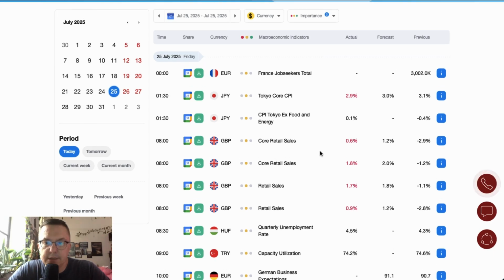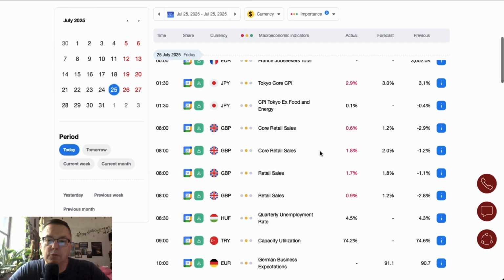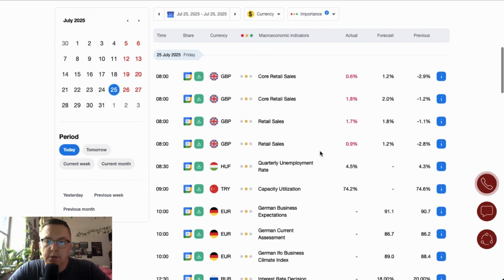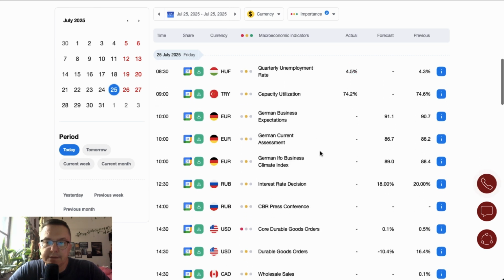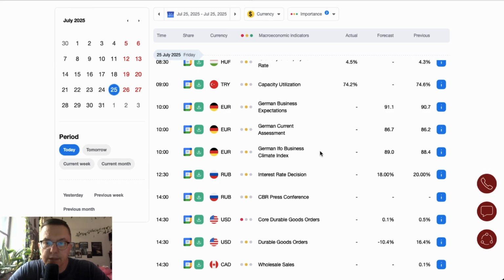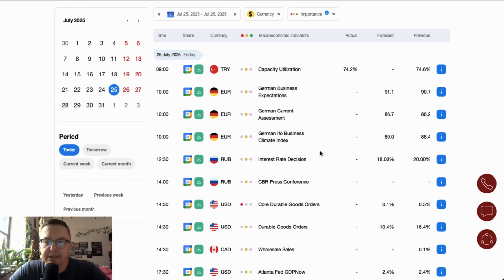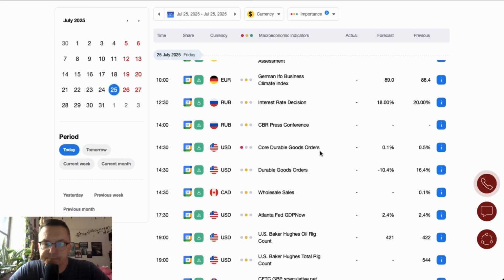Tokyo core CPI was unexpected, and CPI Tokyo excluding food and energy went up from minus 0.4 to 0.1%. Core retail sales and retail sales data from the UK disappointed the market participants completely, and we are still waiting for the German data: business expectations, current assessment, and IFO business climate index. All of this data is scheduled for 10 o'clock.